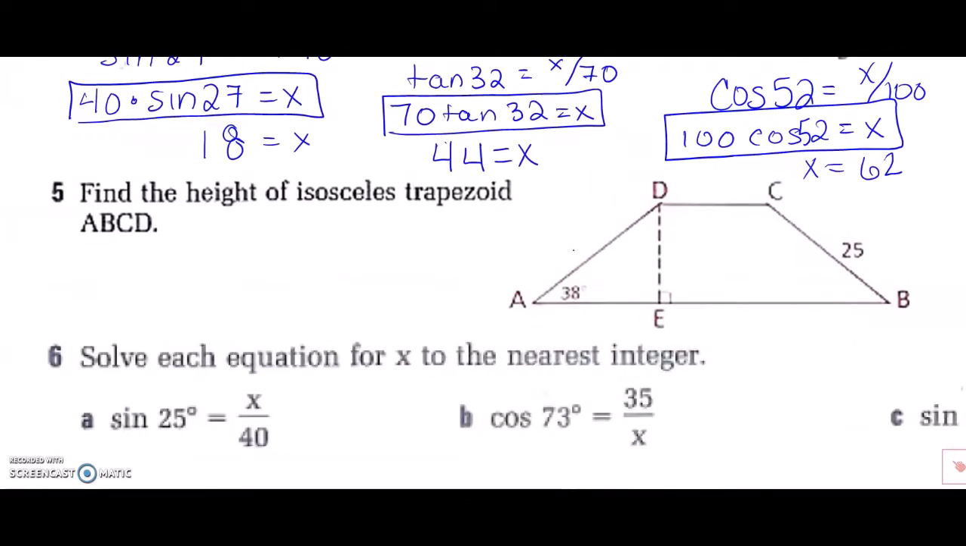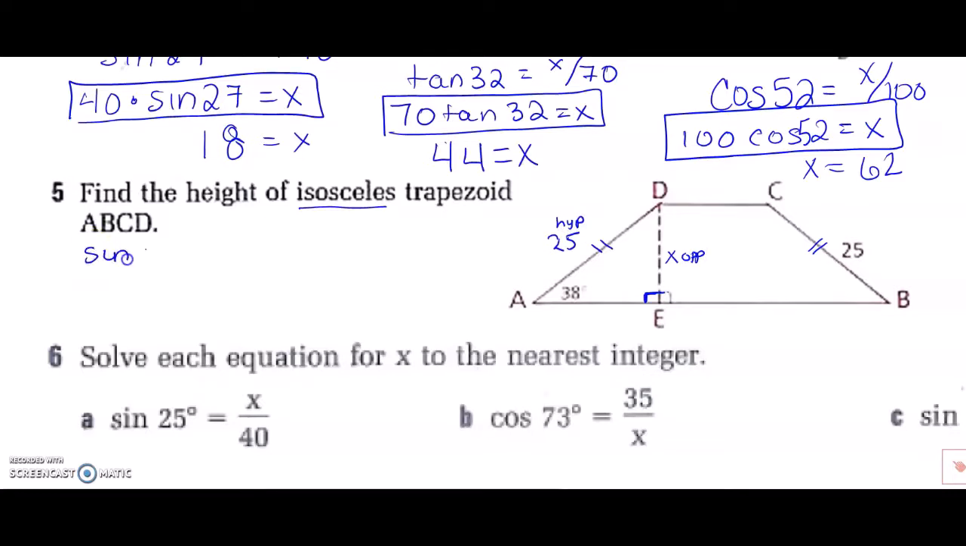To find the height of the trapezoid, it says it's an isosceles trapezoid, which means opposite sides are congruent. And this is an altitude, so there's the right angle that I need. And I need that height. So now I have the opposite side and the hypotenuse.